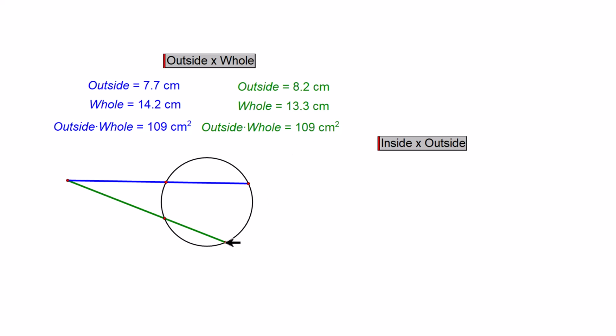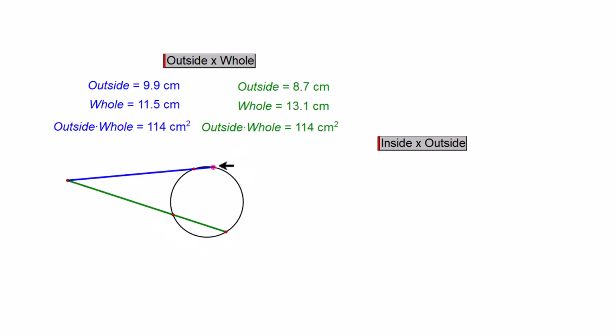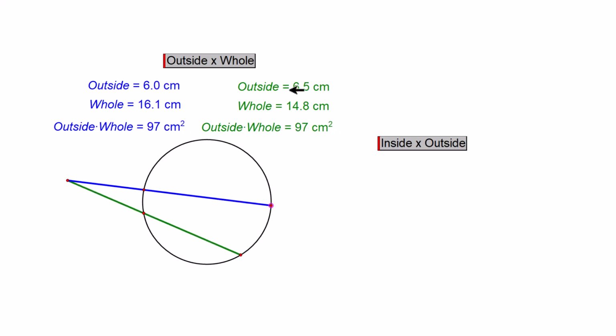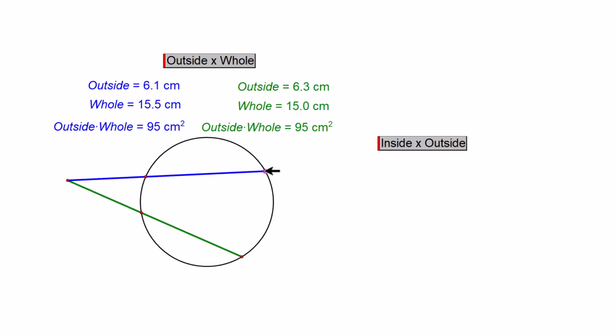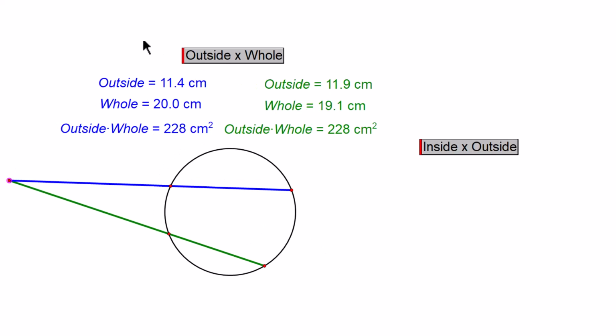What happens if we start moving stuff around? If I change the numbers, that product stays the same. What happens if we make everything really different? What's happening to that product? The lengths are not the same. When you take the outside times the whole thing, it stays the same. That's the theorem that works.